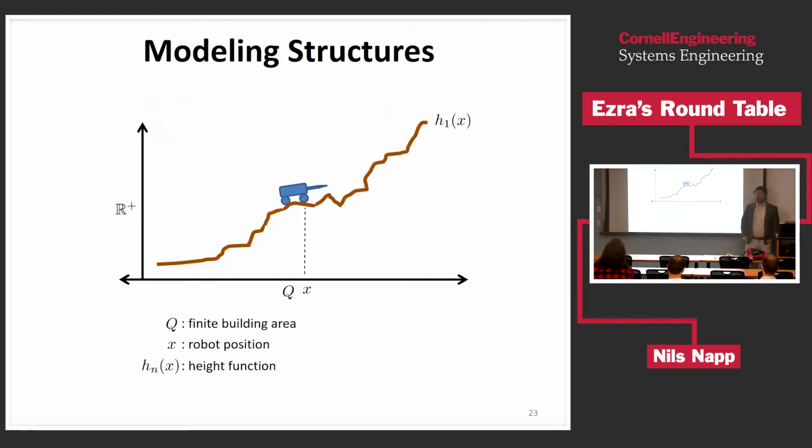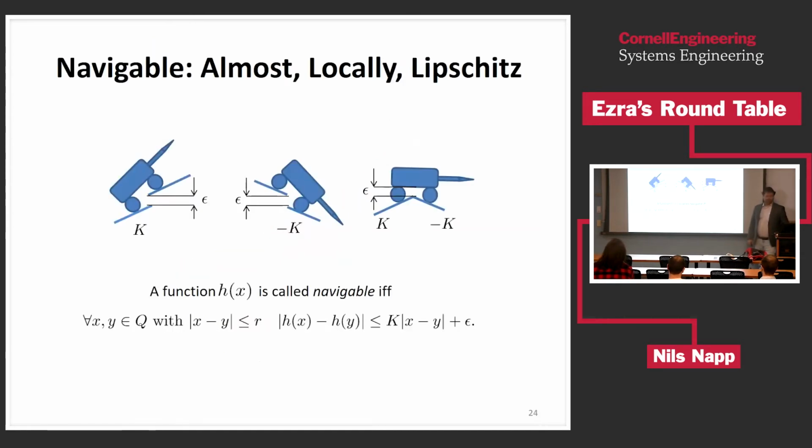So we get a continuous space, discrete time process to describe the building operation of this robot. The property that we want to achieve is navigability, a property of a function that would map intuitively onto navigability for a robot. We call functions navigable if they're almost locally Lipschitz.